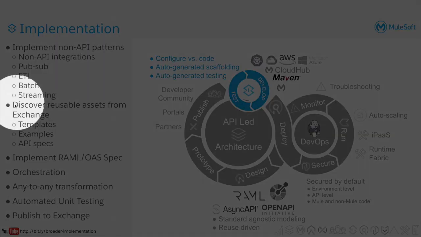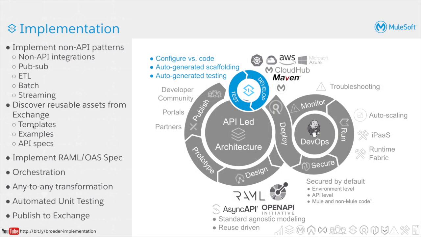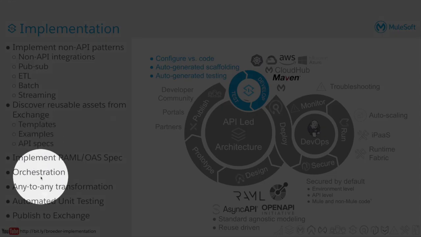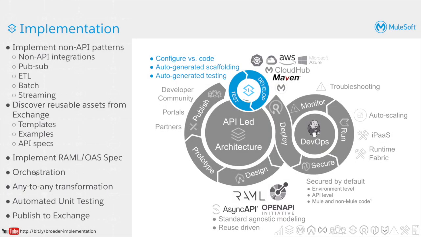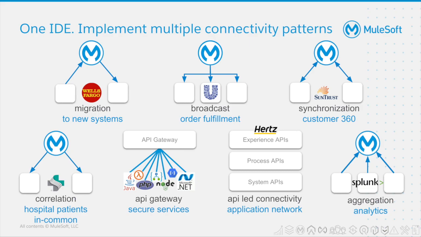First thing we want to do before we really start writing any development is go out and see, is there something we can reuse? And then if we are going to implement anything in Mule, we have orchestration, transformations, unit testing, and the ability to publish that sample code that we build out to Exchange so that others can leverage it.